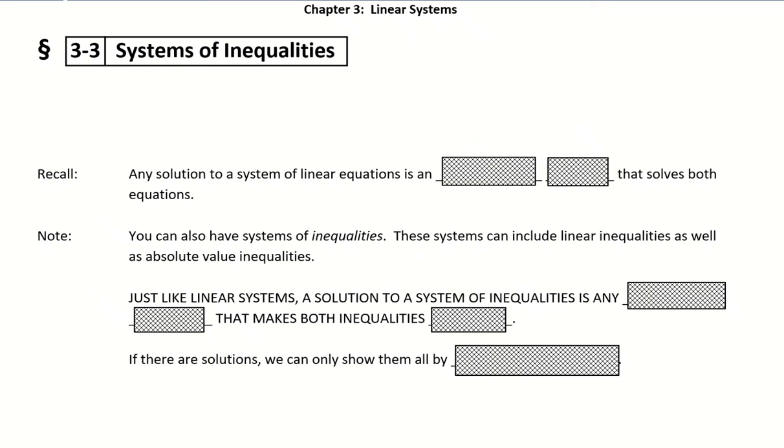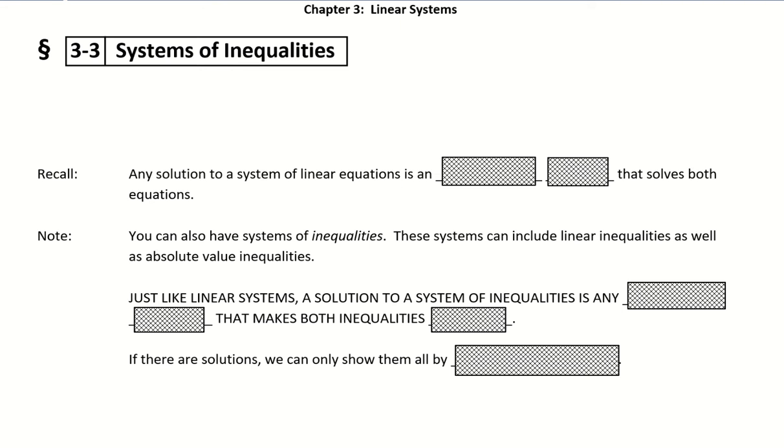Alright, so section 3.3 takes this whole idea of systems, and now we're going to look at what it means when we start talking about systems of inequalities, linear inequalities. Last section we spent at least a few days on systems of equations. So now we're going to build this up and take it to the next level.